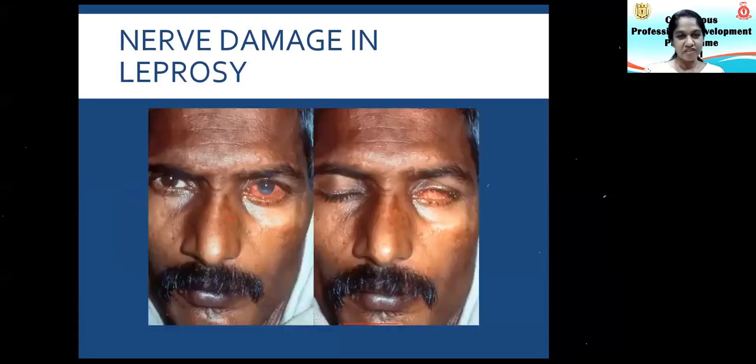So nerve damage in leprosy can involve the eyes, because of the facial nerve involvement. This is again a highly neglected area, leprosy and blindness. Because of that facial nerve involvement, people will end up with difficulty in closing the eye, and that will lead to corneal dryness, ulceration, and even to blindness.